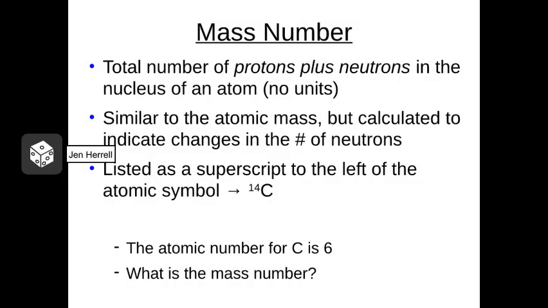Another number that's used to represent isotopes is called the mass number. Now the mass number is a rough calculation. It represents the number of protons plus neutrons in the nucleus. So it's the number of things that are found in the nucleus. The mass number is represented as a superscript to the left of the atomic symbol. So for instance, this isotope of carbon is called carbon-14. Now, what's the most common form of carbon? Well, carbon's atomic number is 6. So in carbon, the number of protons and neutrons are the same. So the most common form of carbon is carbon-12.